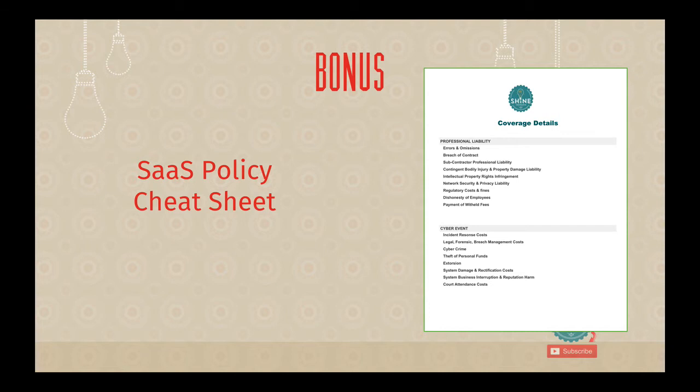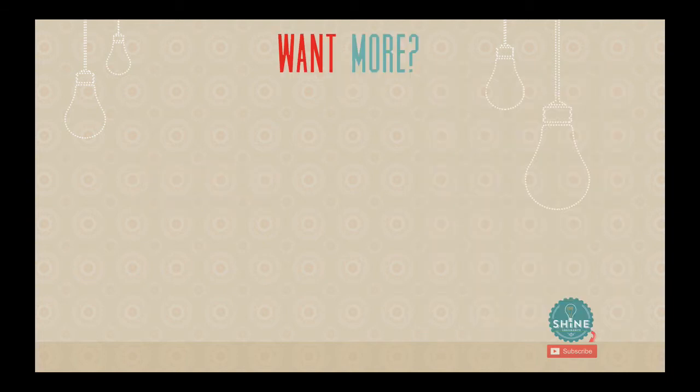So check that out. Go ahead and download it. You can use it as you wish and look at policies that maybe you have already. Look at what you have and what you don't have, and maybe talk to your insurance agent about adding some of this stuff that maybe concerns you. Or if you're looking at quotes, this is a way to kind of compare one quote to another. So there you go. SaaS policy cheat sheet. Gave it to you as a bonus.